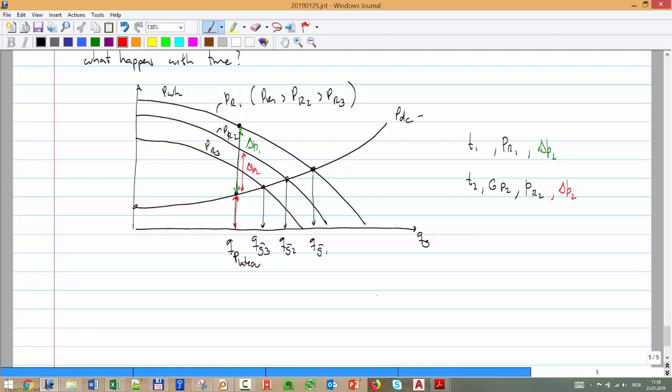Now I go to time 3. The same thing. GP3, PR3, and QP3, which will be this line here. Until, unfortunately, my line crosses below the rate that I want, and then no more plateau. I have to produce at potential. I have to produce at the flow equilibrium.